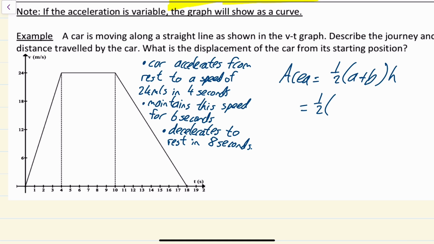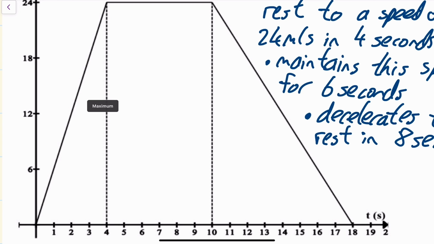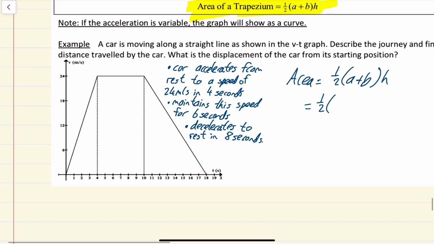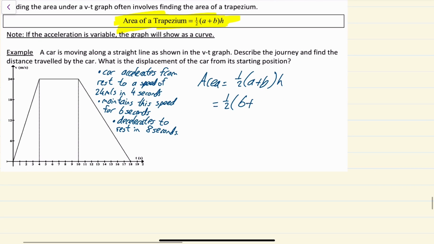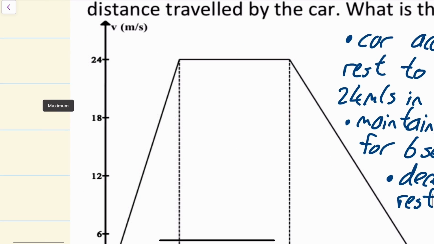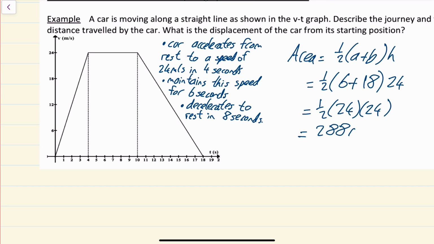So it's a half. My parallel sides, this first parallel side, the top one here, is from 4 to 10. So that's 6. The bottom parallel side is 18. You can see that. And the perpendicular distance between them, from 0 up to 24, so 24. Fire that into your calculator. Let's just tidy up a wee bit. That's going to be a half times 24 times 24. Even just do that, and we'll do the job. And that will give you 288 meters. Lovely.